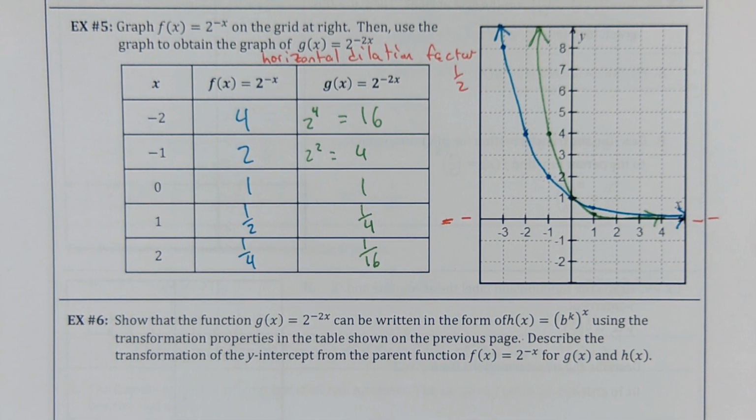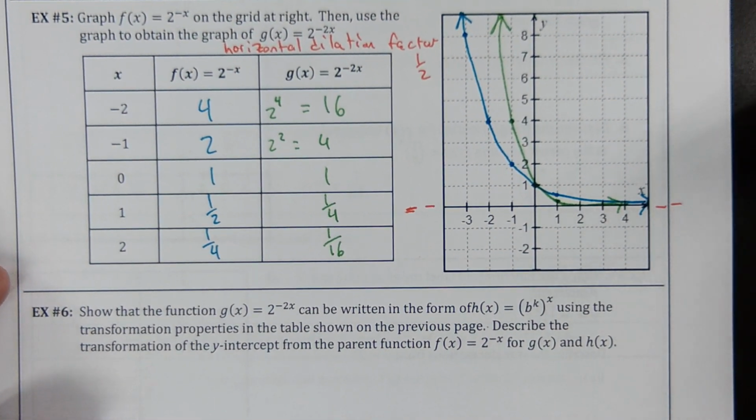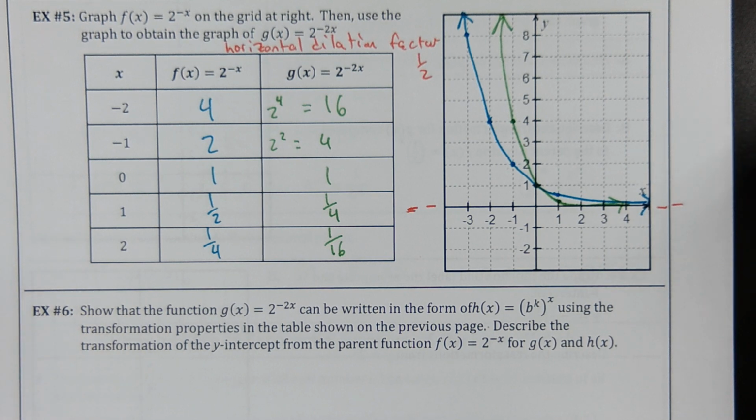You say you hate that? Yeah, it gets all the values closer to the y-axis because it's horizontally not as wide.